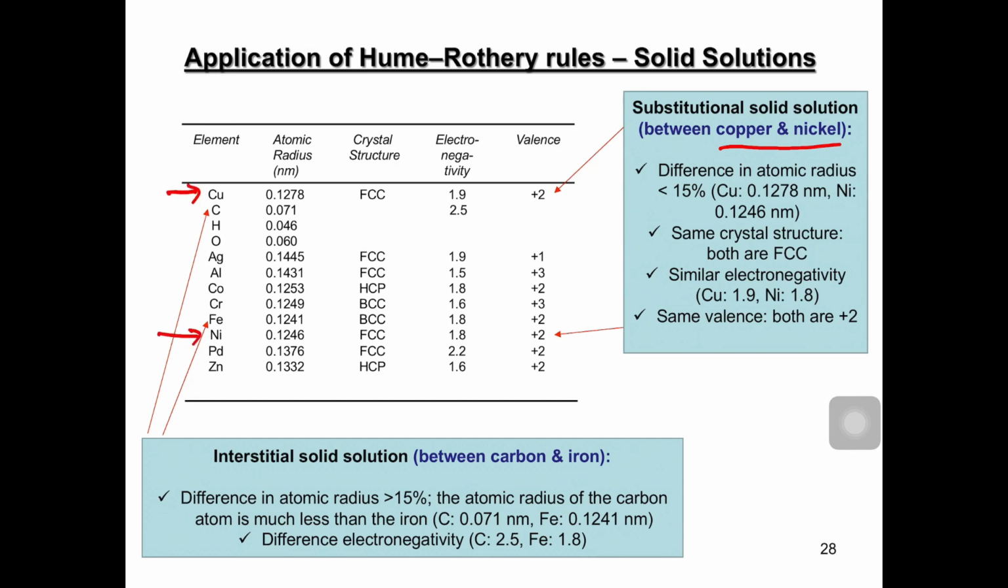Can we see that the first one is about the atomic radius. Okay, mass less than 50%. We can see that the atomic radius for the cuprum is about 0.1278 nanometer. And then for the nickel is 0.1246 nanometer. So we have to calculate, the mass is less than 50% of each other.